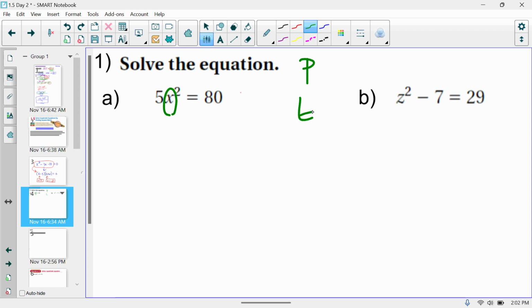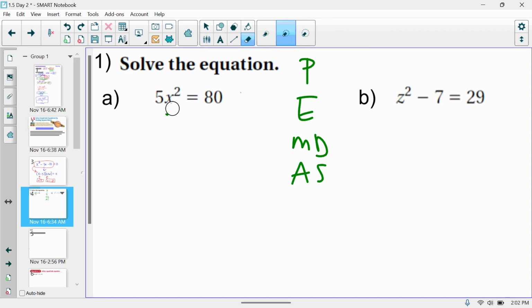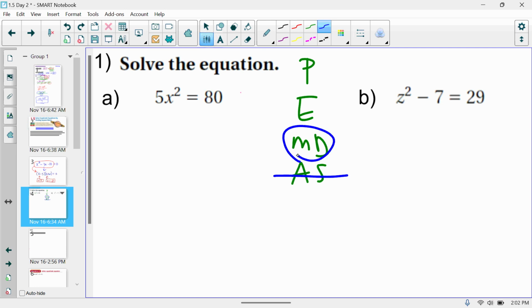So I'm going to write PEMDAS up here for a second because we're going to be thinking about the steps going backwards. This equation doesn't have any addition or subtraction in it, so just skip it. But multiplication division is next, and since this says 5 times x squared, if we're working backwards, we want to do the opposite. Because 5 divided by 5 is 1, right? It's going to get us a step closer to x being alone. 80 divided by 5 is 16. So we're done with that.